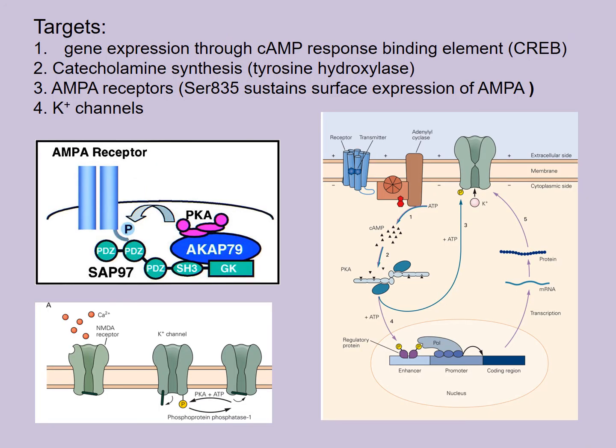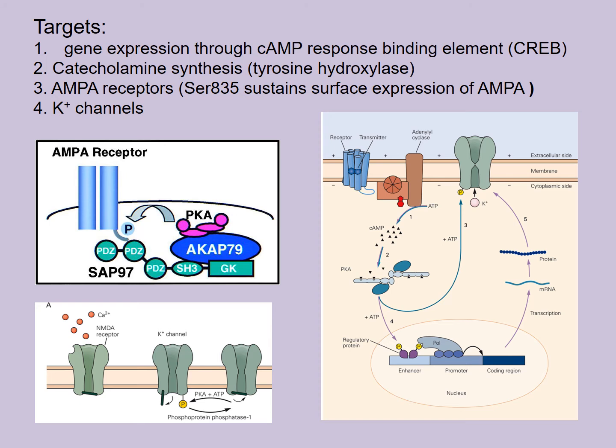What are the targets of PKA signaling? Here are some of them that are shown. One very important one, which we will be spending much more time on later, is change in gene expression through phosphorylation of CREB protein, which is short for cAMP response element binding protein, which goes to the nucleus and can then lead to the activation of transcription. We have talked before that PKA regulates catecholamine synthesis.